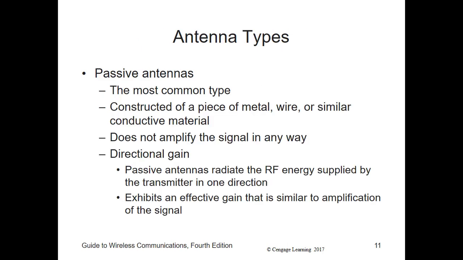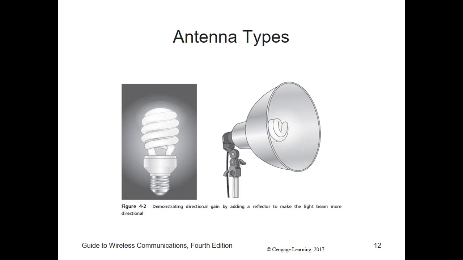So if we look at the graphic here, the light bulb on the left emits light energy all around it, except from the base, much like an omnidirectional antenna. Conversely, if you have a reflector around the light bulb, all the light energy will be concentrated and emitted in one direction.